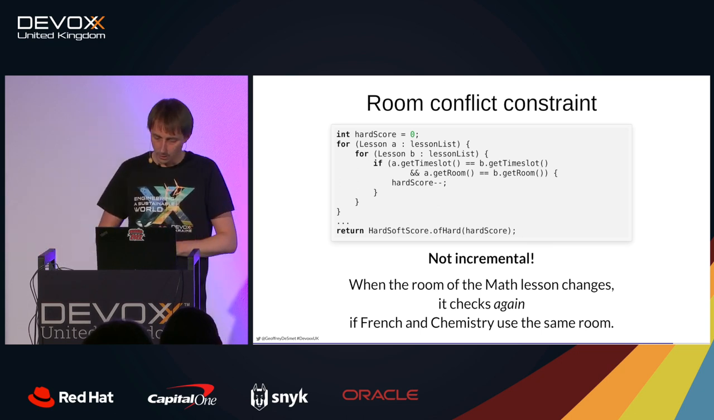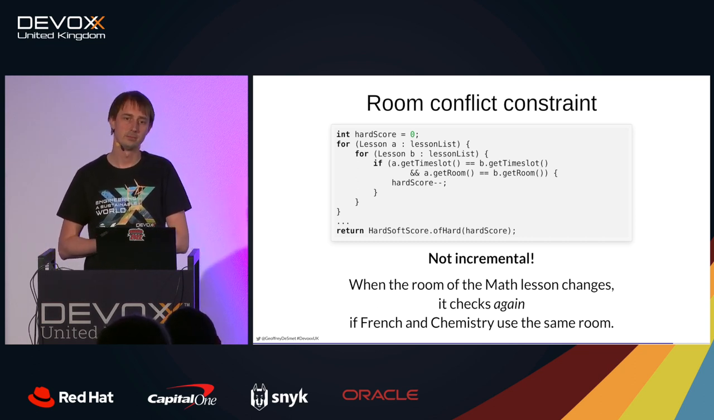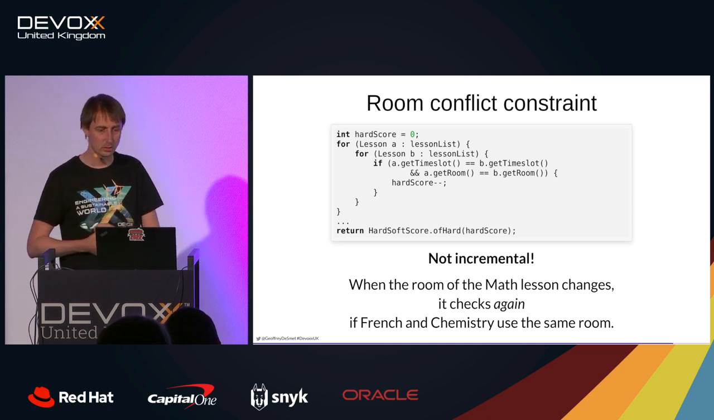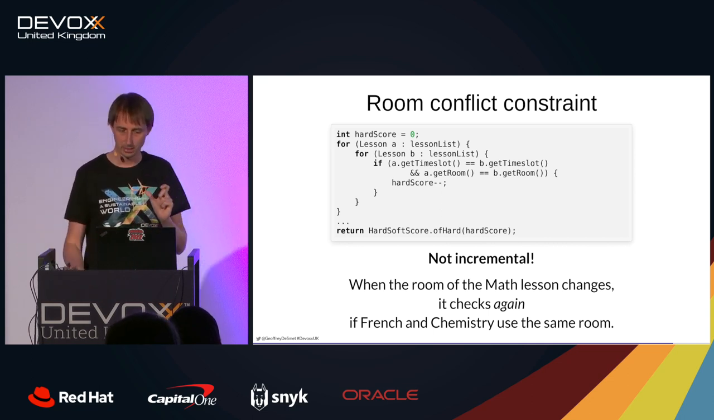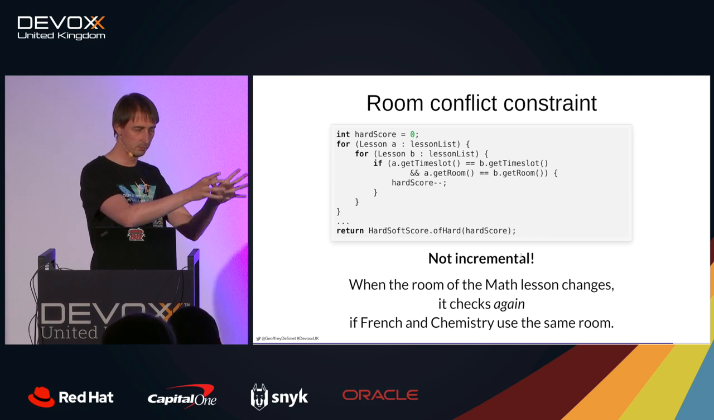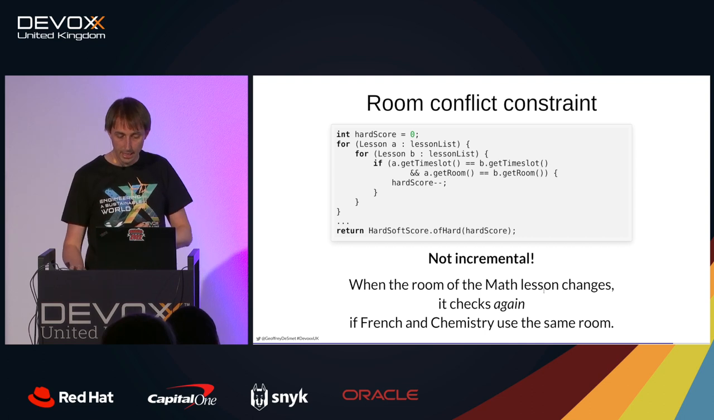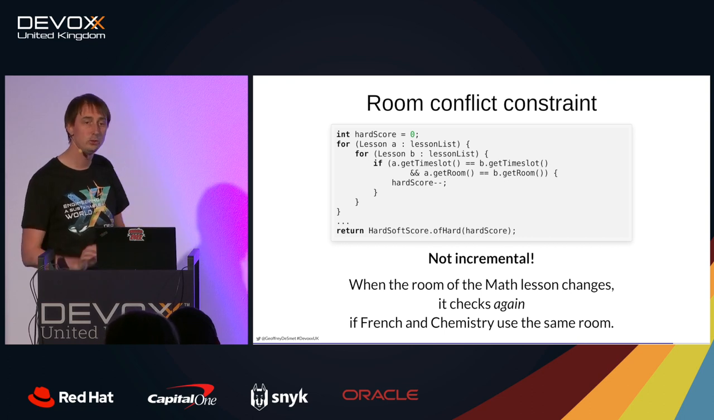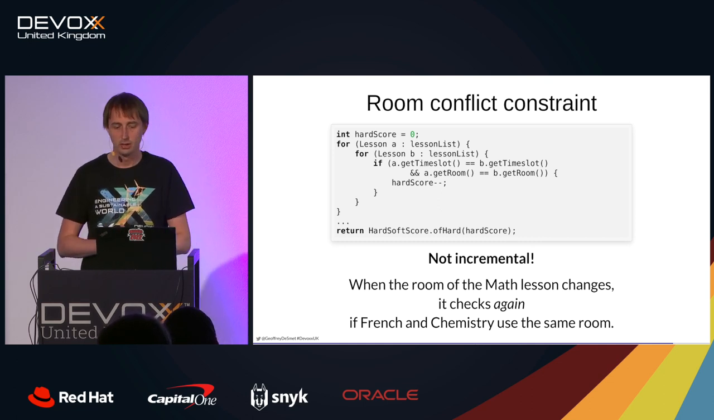That means OptaPlanner wants to go through about 100,000 timetables per second. That's what it likes to do. Try out and score 100,000 timetables per second. There's no way you can get to that with this kind of code, because when the room of the math lesson changes, and it says, okay, let me take the math lesson and swap that with the French lessons, for example, or the history lessons, it runs this entire piece of code, and it will actually check if French and chemistry use the same room. That doesn't scale. That's a worse big O notation of scalability.